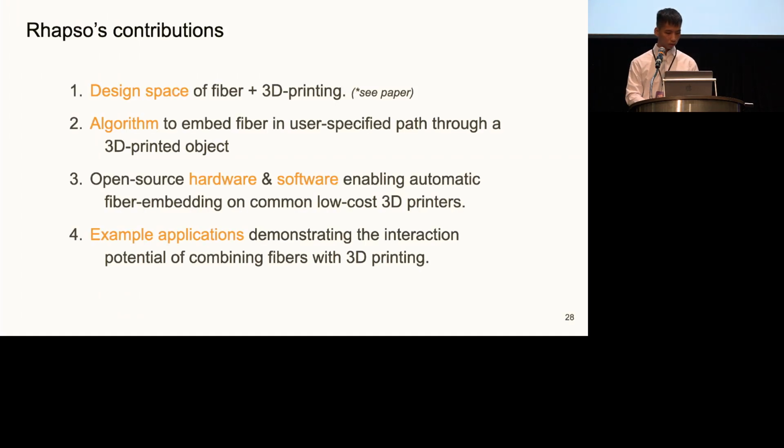Okay, and to sum up, we make four major contributions. First, we create a design space of fiber and 3D printing. Secondly, we develop an algorithm to embed fibers in user-specified paths through a 3D printed object. Thirdly, we open source hardware and software enabling automatic fiber embedding on common low-cost 3D printers. And finally, we provide example applications demonstrating the interaction potential of combining fibers with 3D printing.